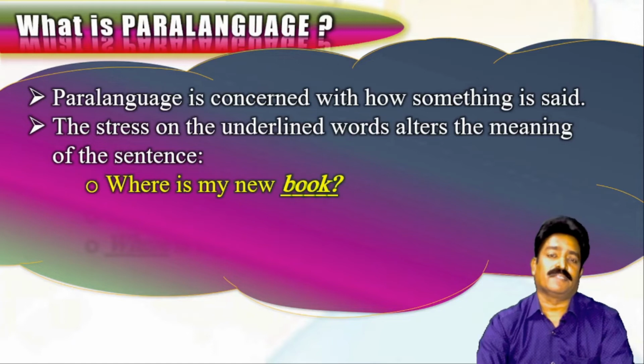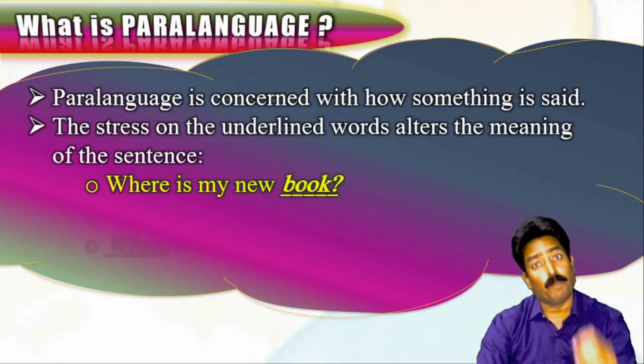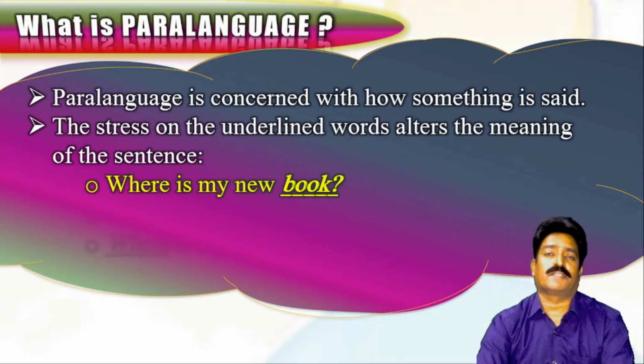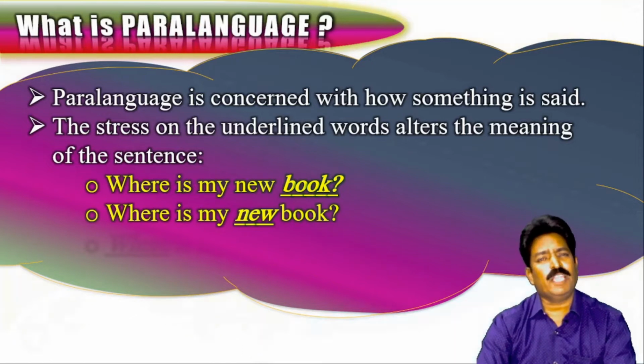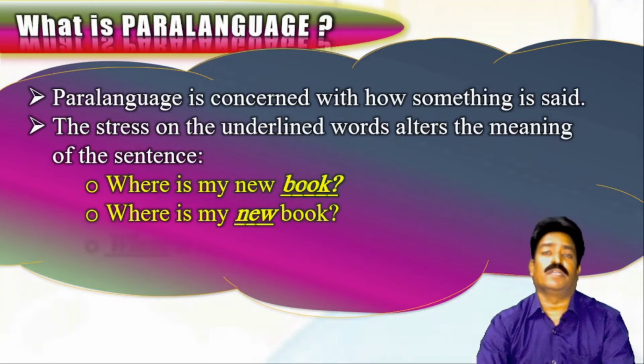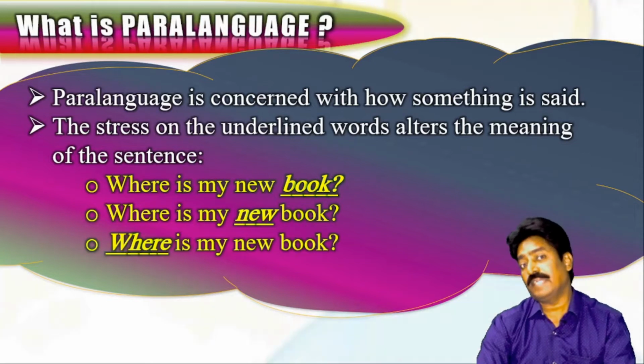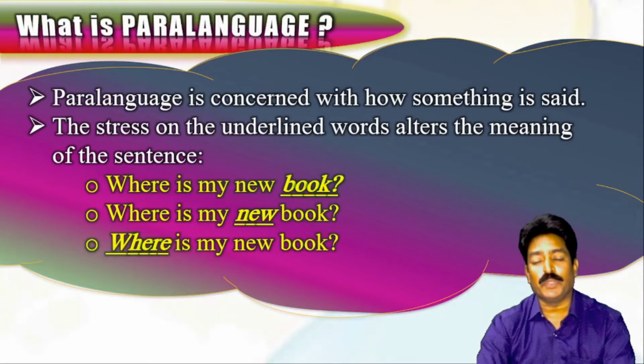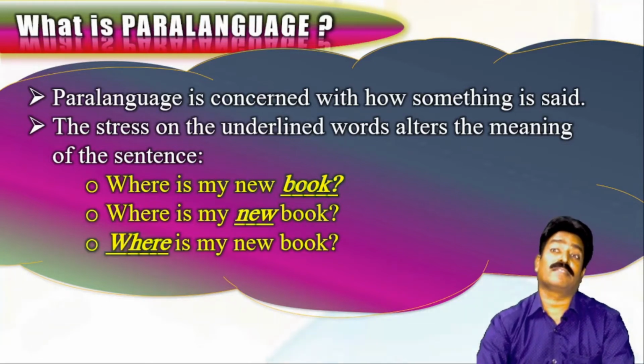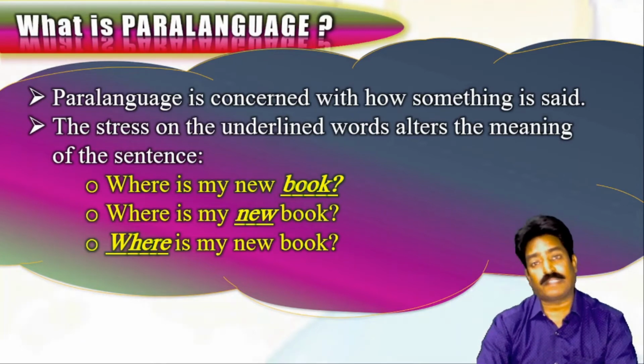Look at the first sentence. Where is my new book? The word book is stressed. The second sentence. Where is my new book? Here, new is stressed. Third sentence. Where is my new book? Here, where is stressed. By the use of the stress, the entire meaning of the sentence is changed.